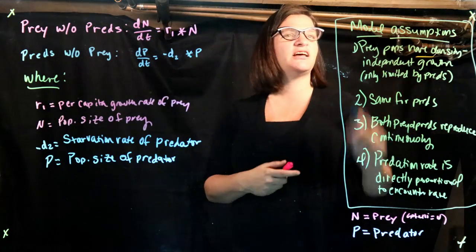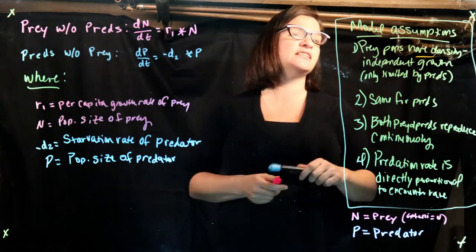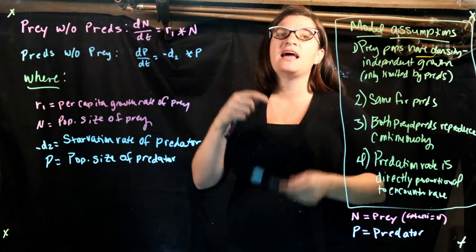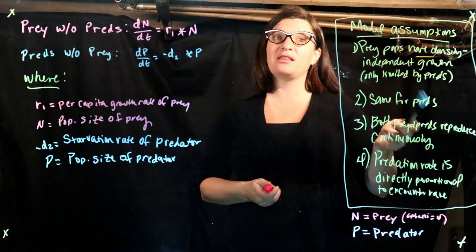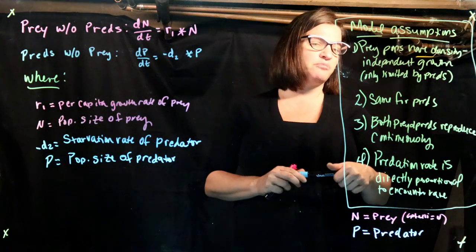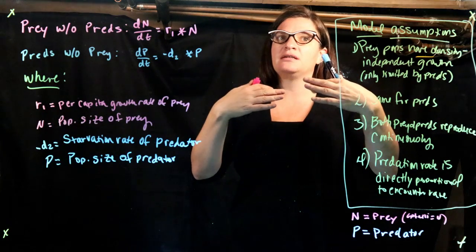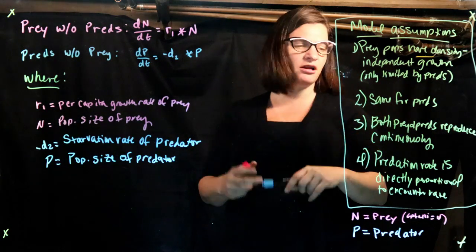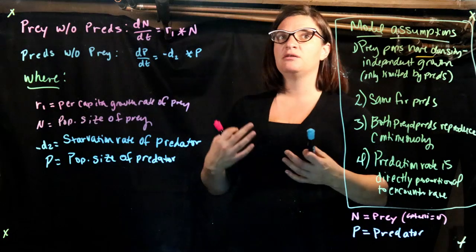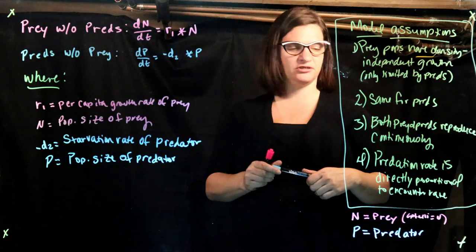As a starting point, we just have the model assumptions here on my right-hand side, which are first that prey populations have density-independent growth. So they're only limited by predators, and the same is true for predators, they are only limited by prey. The third assumption of these models is that both prey and predators reproduce continuously, so we don't have those discrete population growth models. And finally, predation rate is directly proportional to encounter rate, meaning that if a predator bumps into a prey, that predation event occurs.